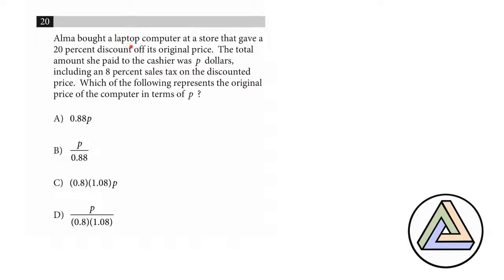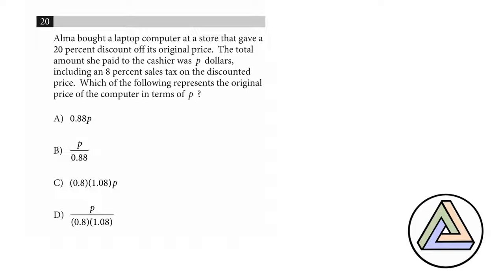Okay, Alma bought a laptop computer at a store that gave a 20% discount off the original price. The total amount she paid was P dollars, including an 8% sales tax on the discounted price. Which of the following represents the original price of the computer in terms of P?